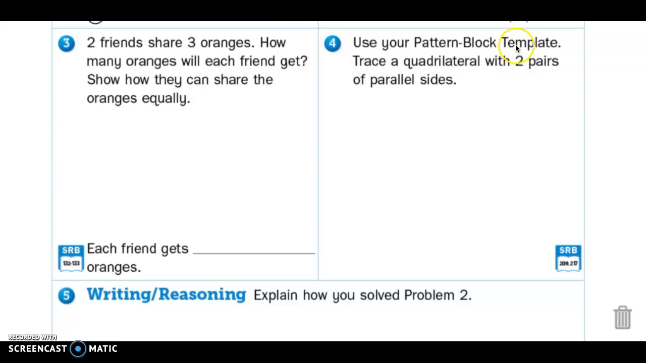Number 4, use your pattern block template. Trace a quadrilateral with 2 pairs of parallel sides. If you do not have a pattern block template, you can use your iPad as a resource and type in quadrilateral with 2 pairs of parallel sides and see what that gets you, right? So just have your journal out, type this into your iPad and see what it comes up with, and draw that shape if you do not have that pattern block template.